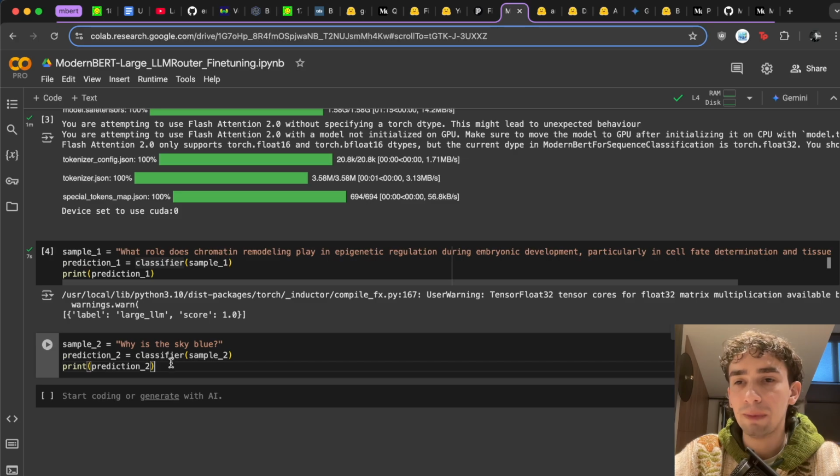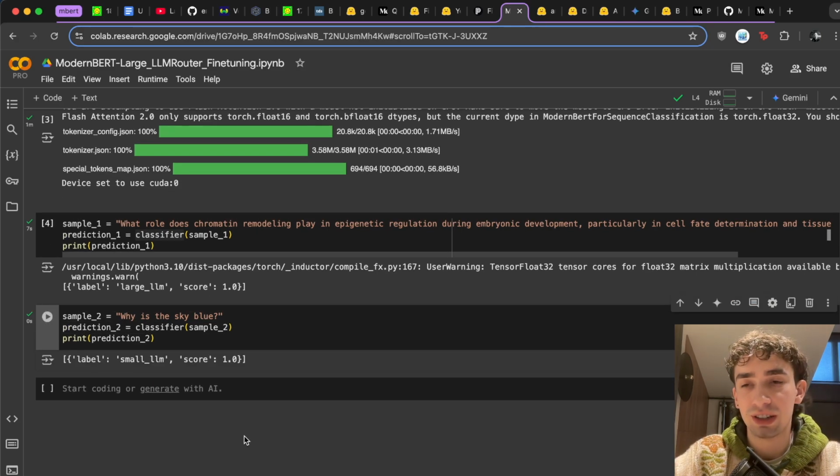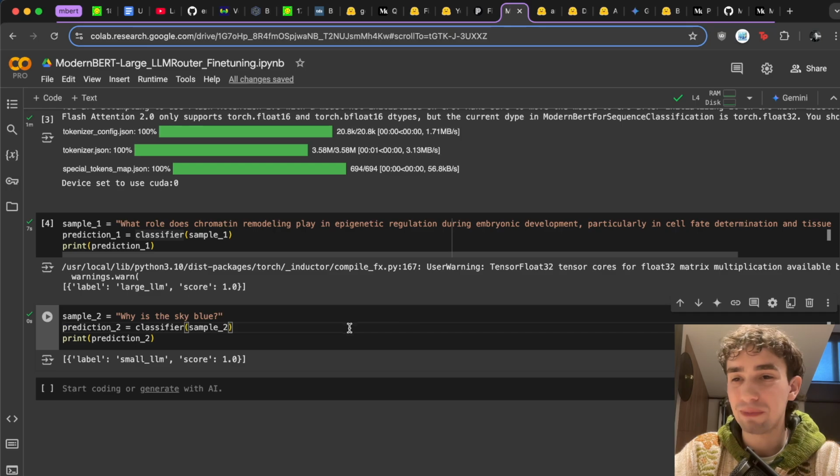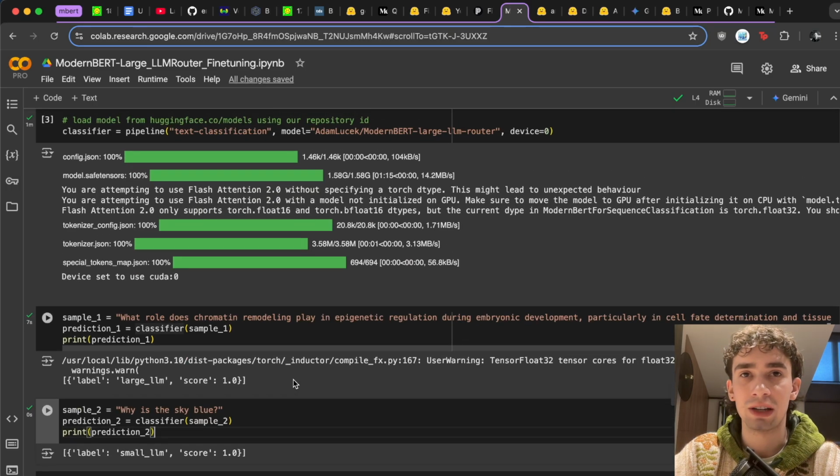And then on the other hand, if we ask a very simple question like, why is the sky blue? We should hope to see a small language model. A little bit quicker there, and we see small LLM. So we can say with confidence that this actually works and that our training was successful.